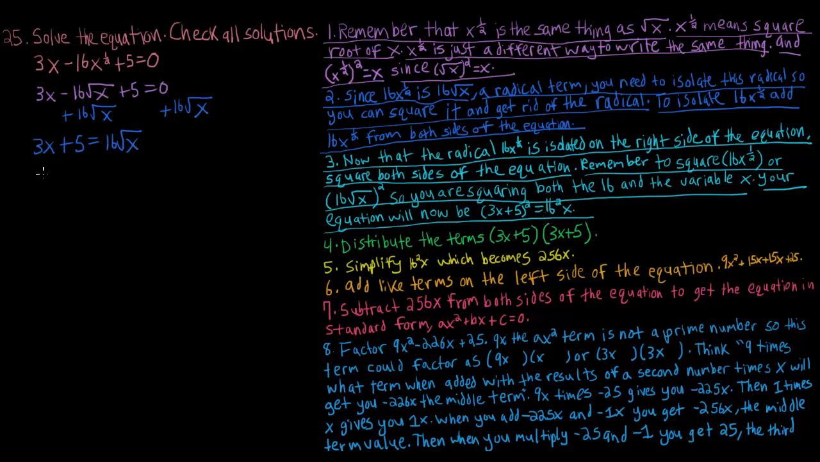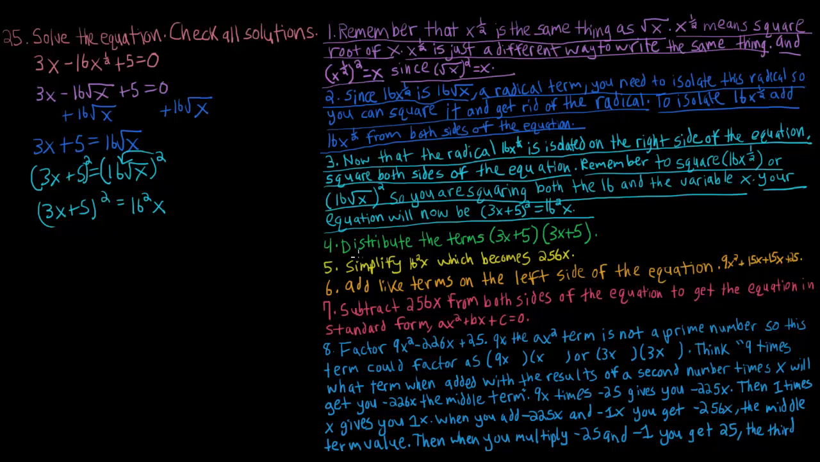To get rid of the radical, we have 3x plus 5 equals 16 square root of x. We'll just go ahead and square this whole right side of the equation, and since we square the right side, we have to square the left side of the equation, which gives us (3x plus 5) squared equals 16 squared. You have to square each term in the parentheses, and then square root of x squared just becomes x by itself.